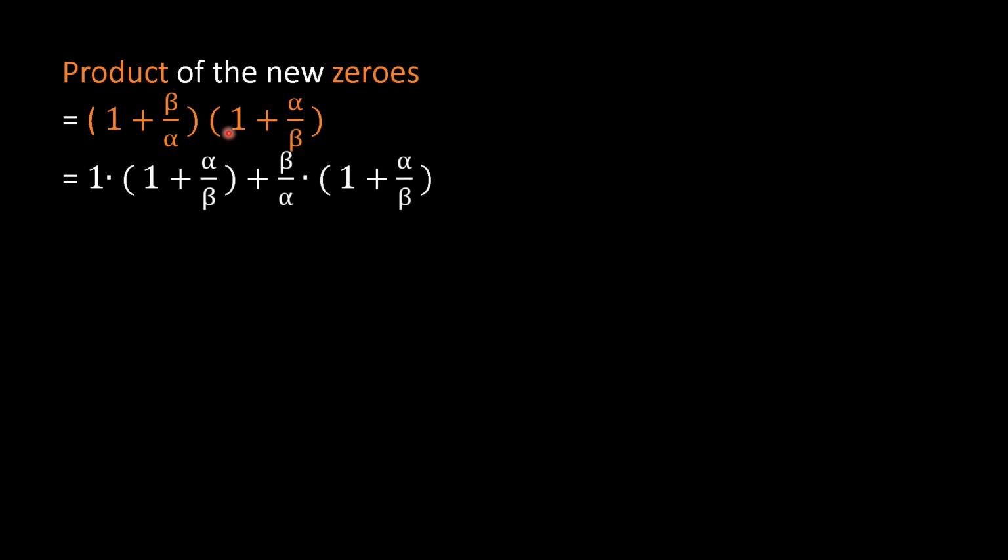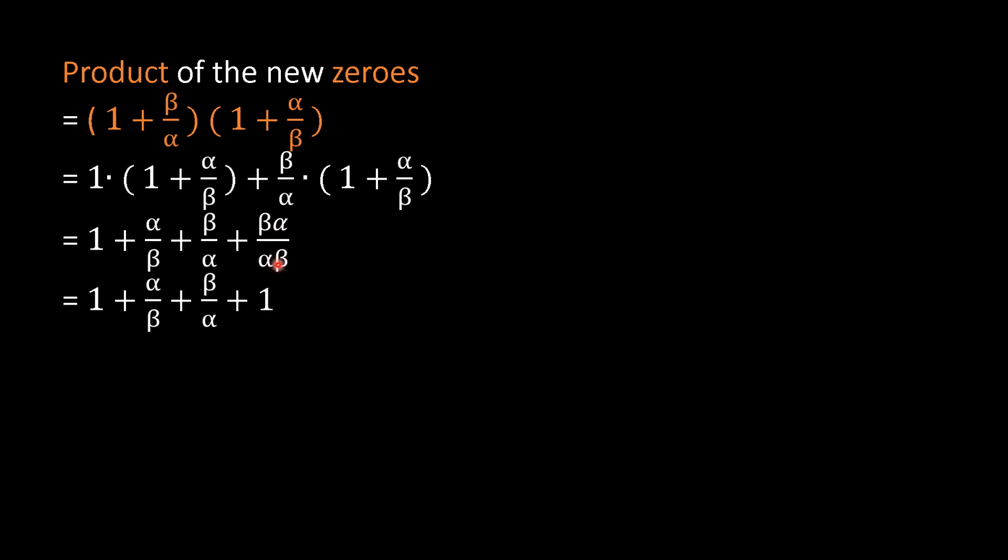Now product of the new zeros will be 1 plus beta upon alpha multiplied by 1 plus alpha upon beta. This will be 1 times the whole bracket plus beta upon alpha times the whole bracket again. It will be 1 multiplied by 1 plus alpha upon beta will be 1 plus alpha upon beta. Beta upon alpha times 1 will be beta upon alpha, and beta upon alpha multiplied by alpha upon beta will be beta alpha upon alpha beta.